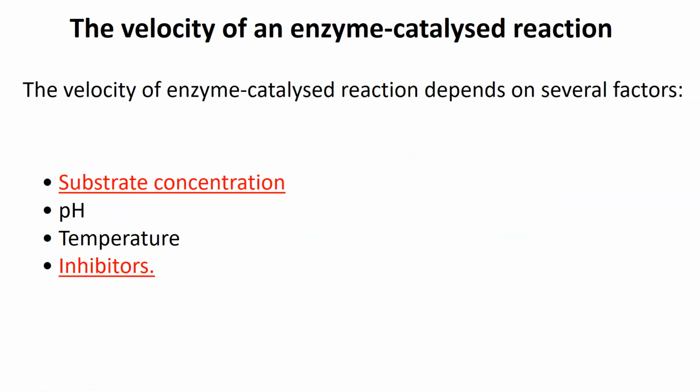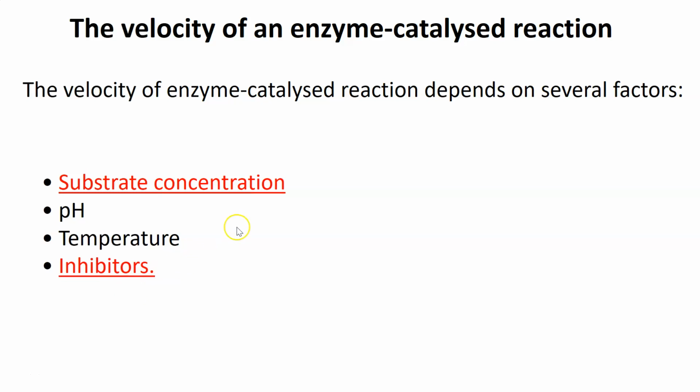So let's look at the velocity of an enzyme catalyzed reaction. Now, how fast the enzyme can actually catalyze that reaction. We talked about before in the previous lecture how enzymes speed up reactions, to 10 to the power 7, 10 to the power 14 fold. These all relate to the velocity of the enzyme catalyzed reaction.